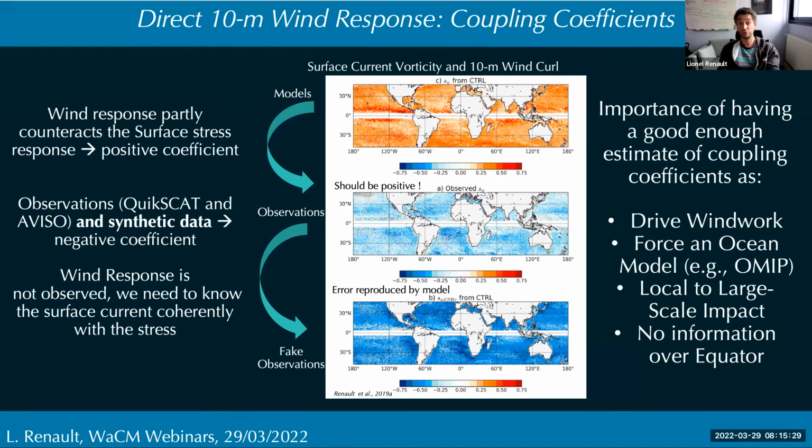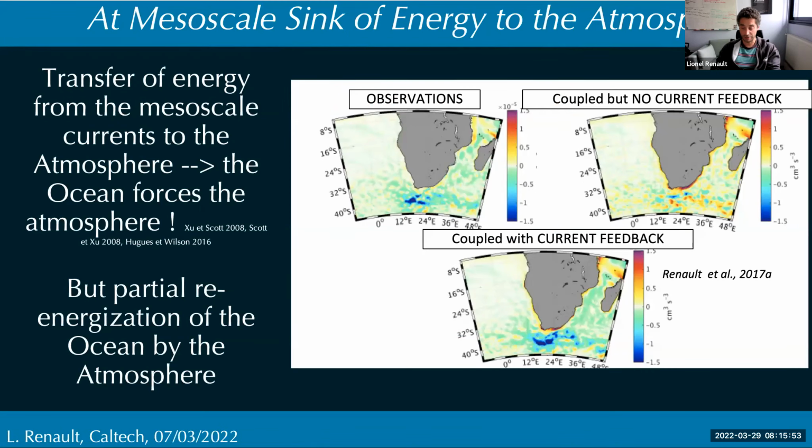We can also use those coupling coefficients. I don't have time here to demonstrate it, but we can use them to force an ocean model. So it can be very useful to have a light ocean model instead of a coupled ocean model. And as I will show now, it will have not only a local impact, but also a large scale impact. And we don't have any information over the equator region. So now I will show you the direct impact on the ocean.